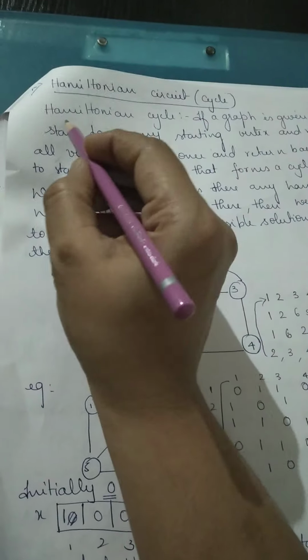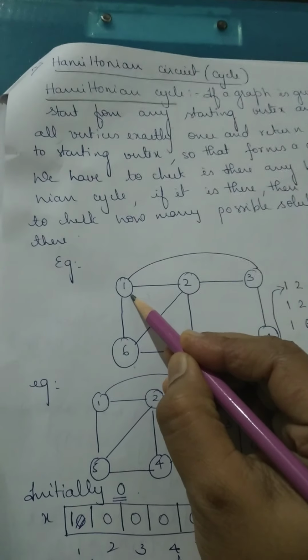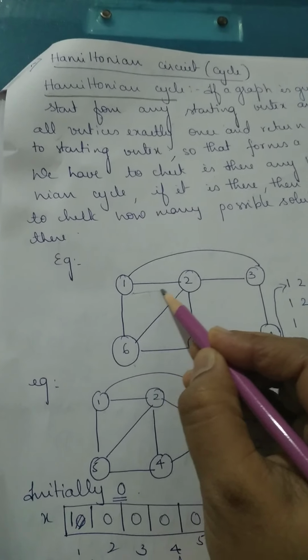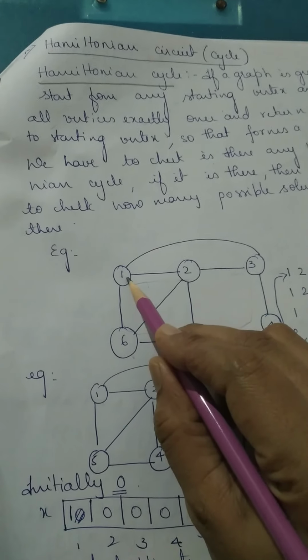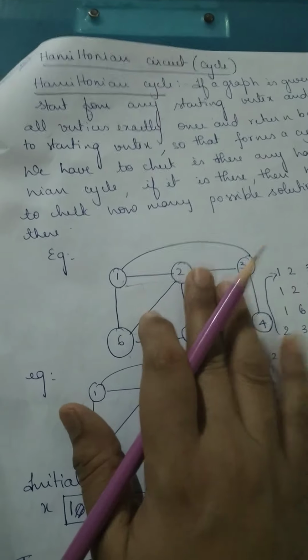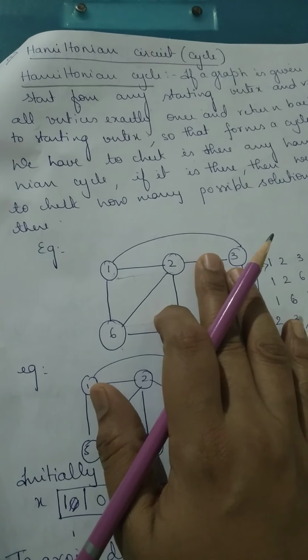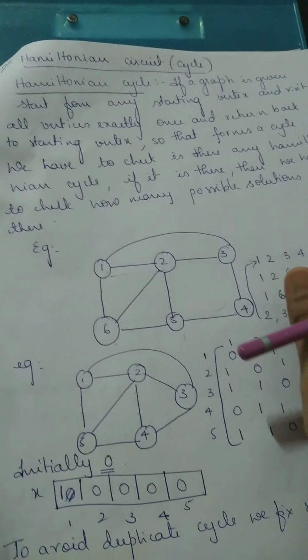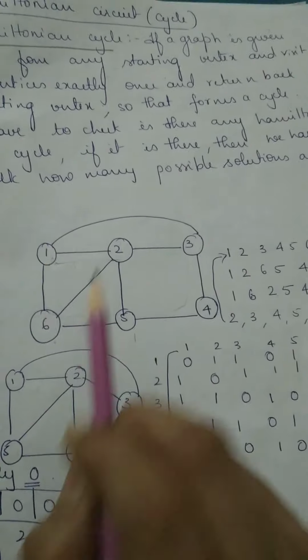Okay, what is a Hamiltonian cycle? We need to start from any vertex, travel all the vertices and come back to the same vertex to form a cycle. This is called a Hamiltonian cycle. And in a Hamiltonian cycle, there can be any number of possible solutions. Some possible solutions are repeated. For example, this graph is given.